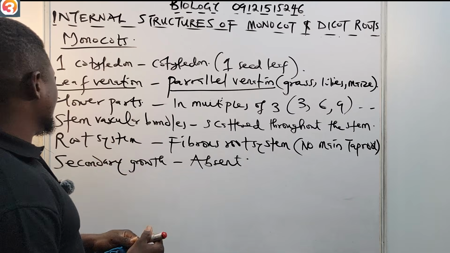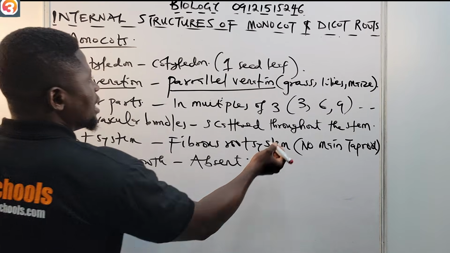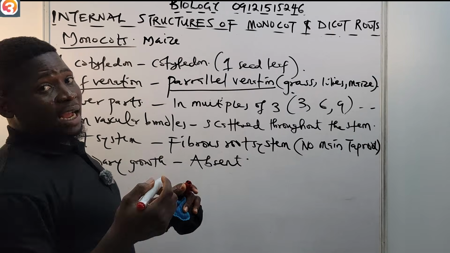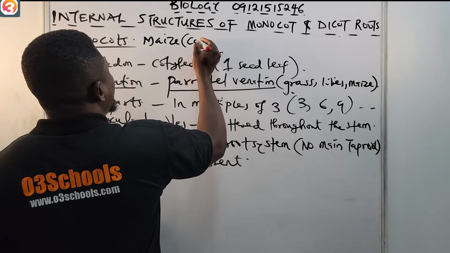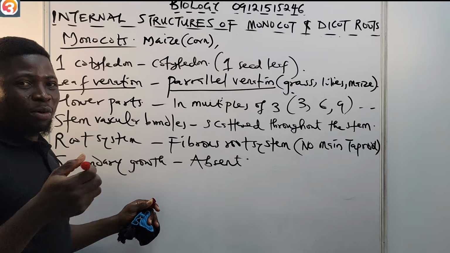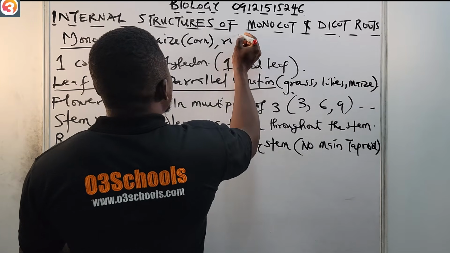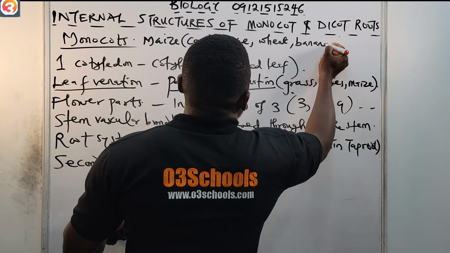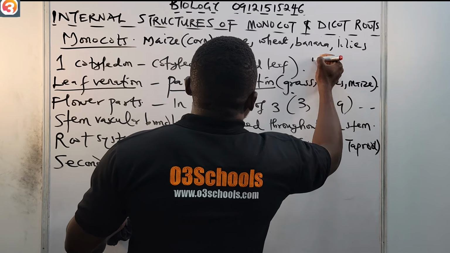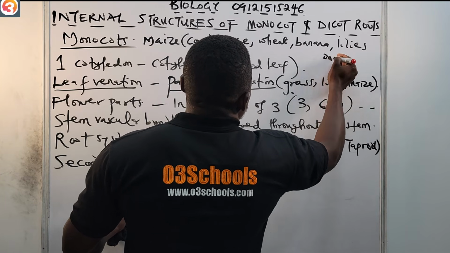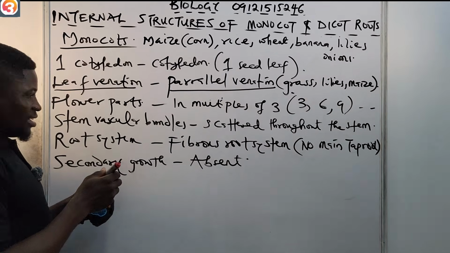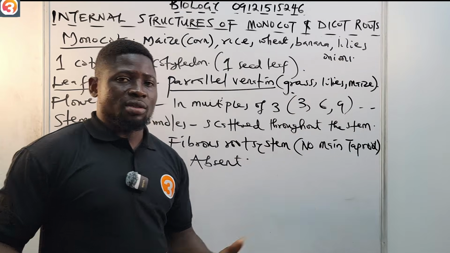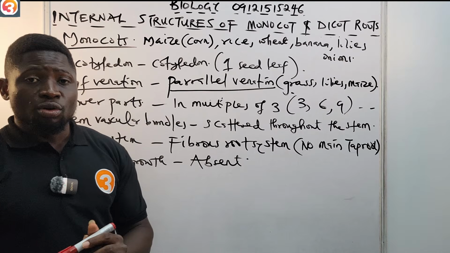Examples of monocots, like I mentioned here, some of them: maize, you know what maize is called now? Agbado. One will call it corn. That is an example of a monocot. Also we have rice, wheat, banana, lilies, onions. All of them are examples of monocot.